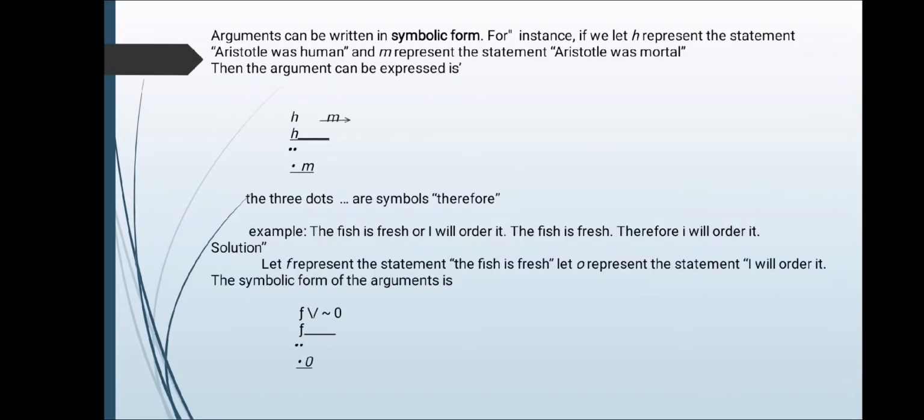So the arguments can be written in a symbolic form. For instance, if we let H represent the statement Aristotle was human and M represent the statement Aristotle was mortal, then the argument can be expressed as follows. The three dots are the symbol for therefore.